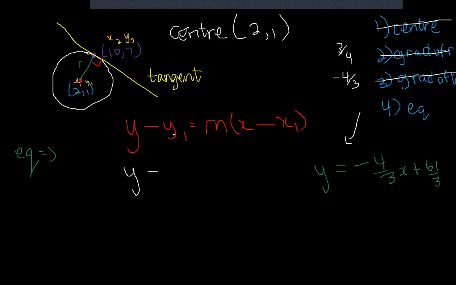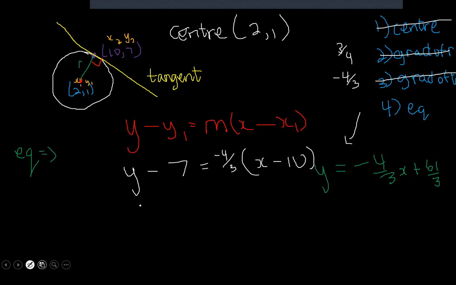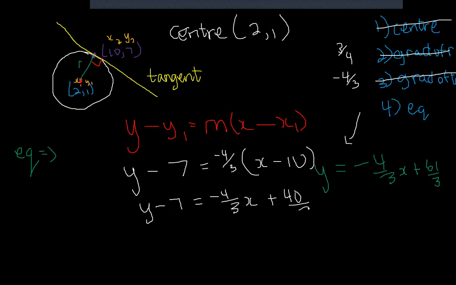So x1 in this case, y1 in this case would be 7, because this is a given point. So y minus 7 is equal to m, which we said is -4 over 3. And then in brackets here, I would put back my x minus x1, which would be my 10. And I just transpose. Transpose means just trying to make y the subject to get in the form y is equal to mx plus c. y minus 7 would be equal to, I could expand these brackets. So that's -4 over 3 times x, and -4 over 3 times -10 would equal +40 over 3.